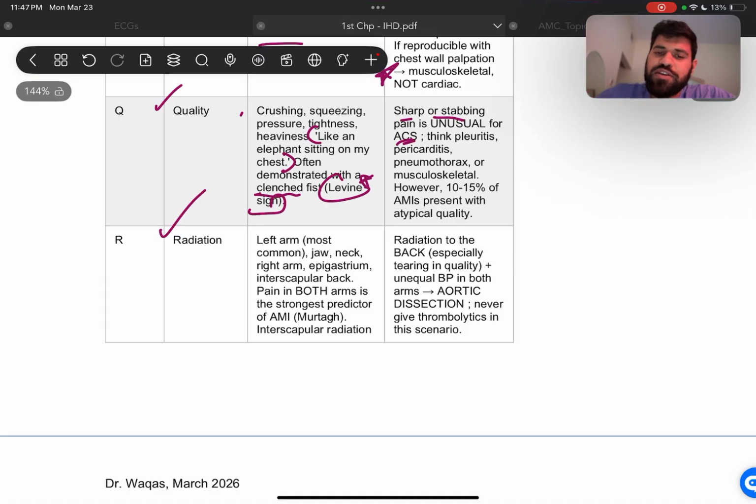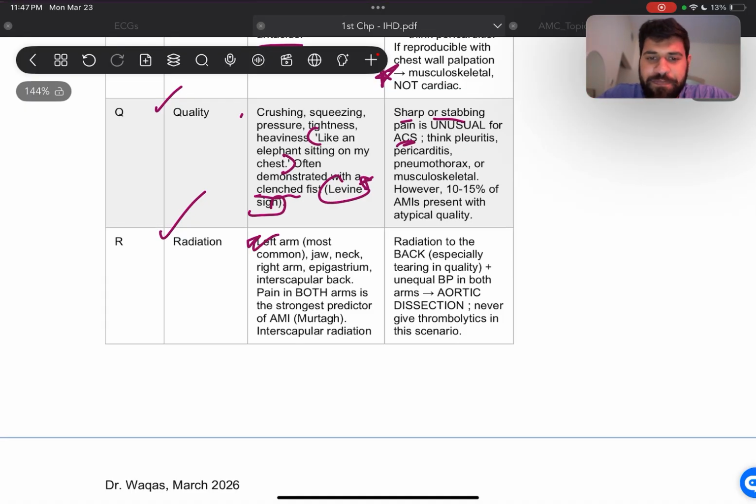All right. Now radiation: left arm is the most common. Tip of the shoulder is also common, but you have to differentiate, because sometimes the tip of the shoulder pain is due to pancreatitis as well. All right. So radiation to the back, especially tearing, is going to be aortic dissection. Never give thrombolytics in this scenario.